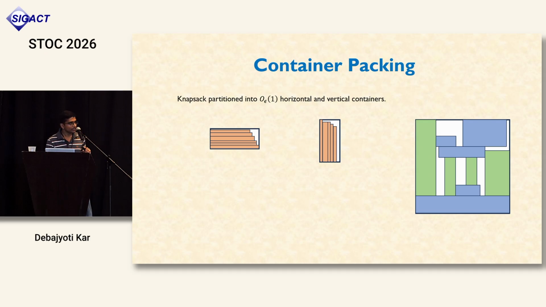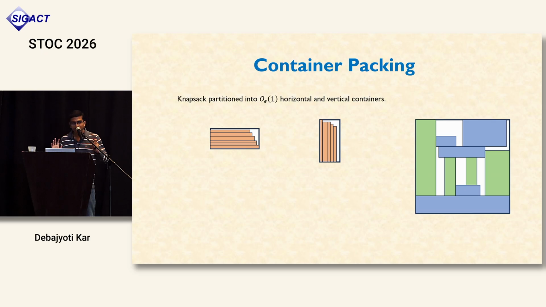So a horizontal container is a rectangular region inside which a set of horizontal rectangles are stacked one above the other, and analogously inside a vertical container, a subset of vertical items are stacked one beside the other. And the whole knapsack is partitioned into a constant number of horizontal and vertical containers. And as you can see, the advantage of doing that is that these interactions between the horizontal and vertical rectangles are now completely absent in these kinds of packings.